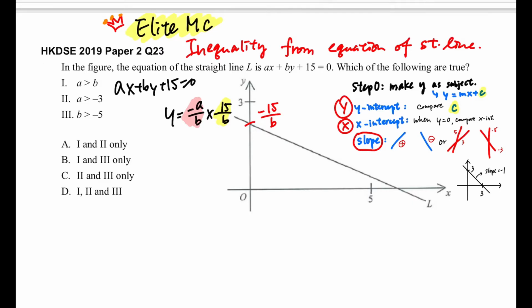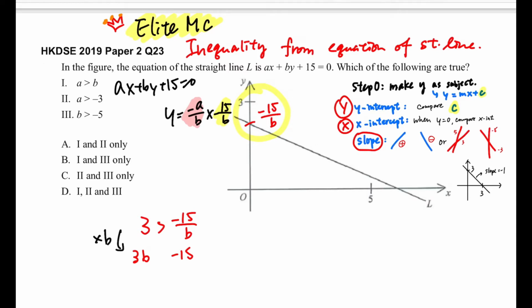Okay, so in step 1, we can compare the y-intercept with 3 here, so that we can compare 3 and this y-intercept. Comparing the magnitude, 3 is larger than negative 15 over b. Then we are going to swap the b to the other side so that it will be 3b and then negative 15. But the point is, if we are trying to times b, we need to determine whether b is a positive number or a negative number first.